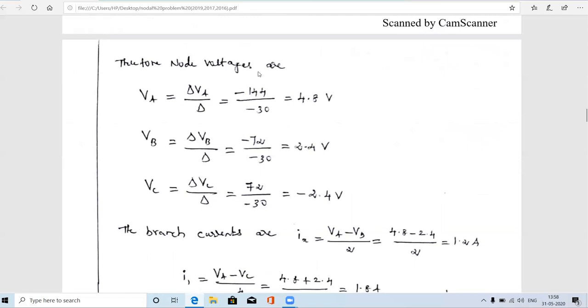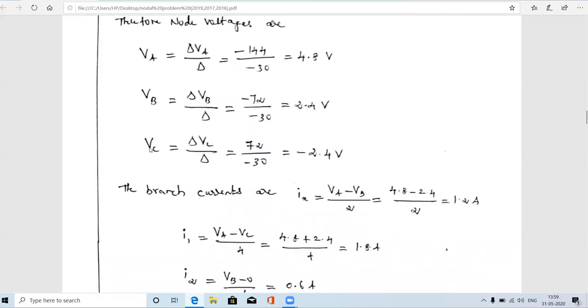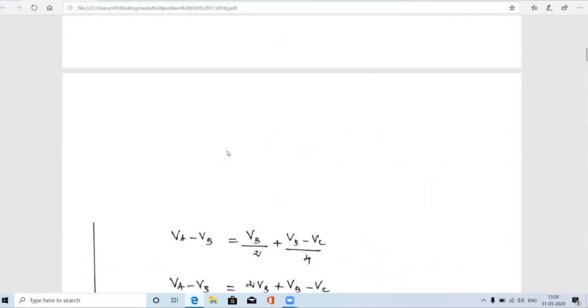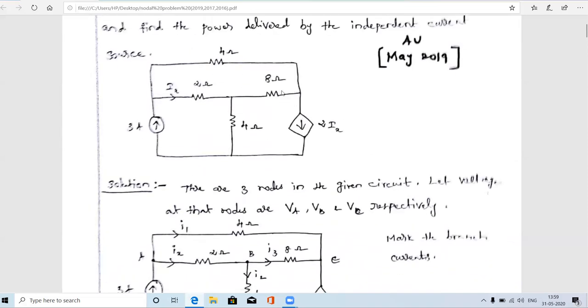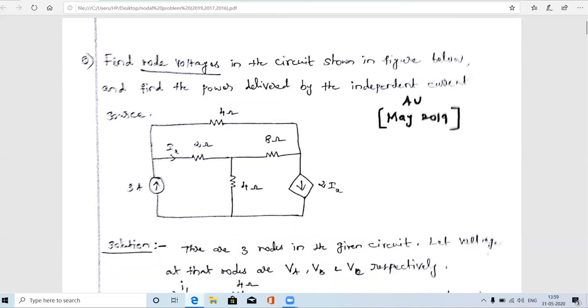After that, the node voltages are calculated. What is node voltage VA? VA is the ratio of del VA divided by del. So minus 144 divided by minus 30, and the answer is 4.8 volts. Similarly, the voltage at node B is del VB divided by del, so minus 72 divided by minus 30 gives 2.4 volts. Similarly, the voltage at node C is del VC divided by del, so 72 divided by minus 30 is minus 2.4 volts. So these are all the node voltages. What is the question? For the given diagram, the question is to find the node voltages, so all node voltages we calculated.